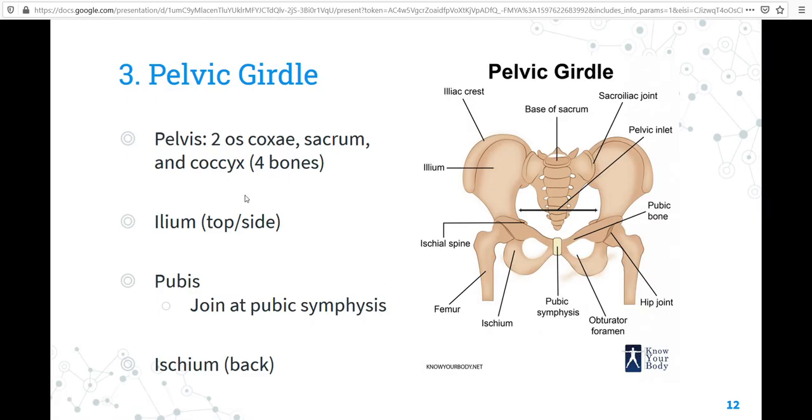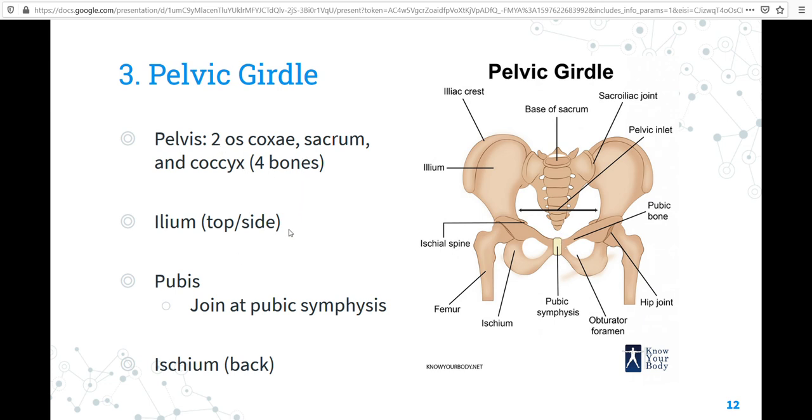Next, we have the pelvic girdle. So the pelvis is made up of 2 os coxae, 2 hip bones. This is 1, this is 2. And then we have the sacrum right here, and then the coccyx that would be at the very bottom. So that's kind of 4 main bones.